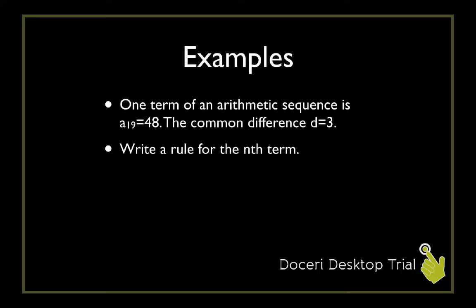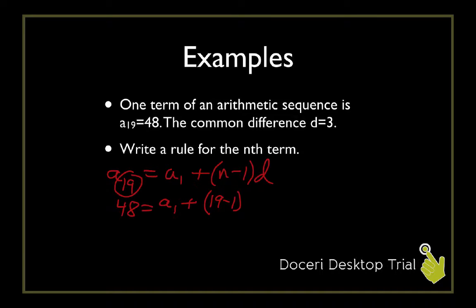A sub n, or a sub 19, is equal to the first term, which we don't know, plus n minus 1 times d, the common difference. Okay, let's plug in what we know here. We know the 19th term is equal to 48, so I'll put in 48. I know the first term is what I'm looking for, so I'll leave it as a sub 1. If I put in 48, that means n has to be 19, because it's the 19th term. So it's 19 minus 1 times d, which is the common difference, which we know is 3.